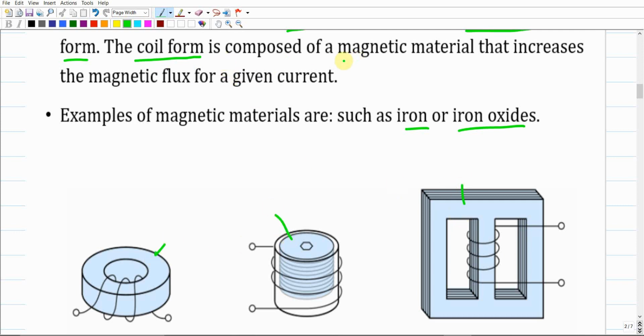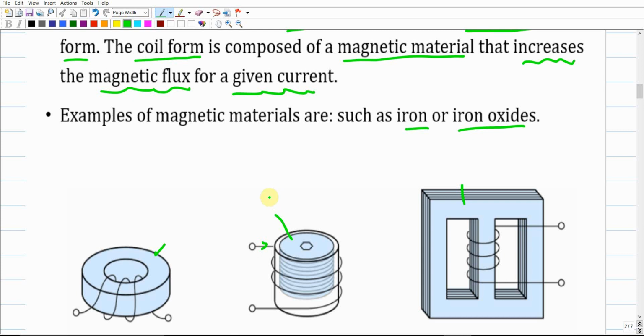It's composed of a magnetic material, and the objective of this magnetic material is to increase the magnetic flux for a given current. When there is a current flowing through the wire, a magnetic field should be generated, but this mainly depends on the type of material we're coiling the wire around. If we're coiling the wire around an iron material, the magnetic field will be increased and it will be significant and clear.